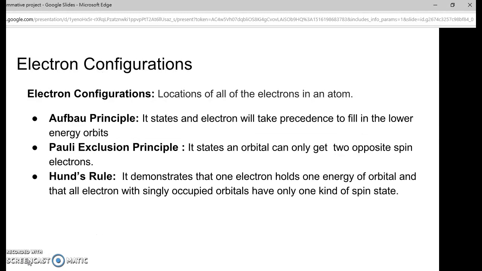The electron configuration is based on three fundamental laws, which are the Aufbau principle, the Pauli exclusion principle, and Hund's rule. The Aufbau principle states that electrons will fill the lower energy orbitals first. The Pauli exclusion principle states an orbital can only hold two electrons of opposite spin. And Hund's rule states that one electron occupies each orbital of the same energy, and that all electrons in singly occupied orbitals have the same spin state. The three principles create the basic law for constructing electron configurations.